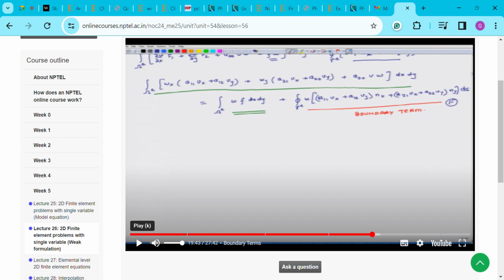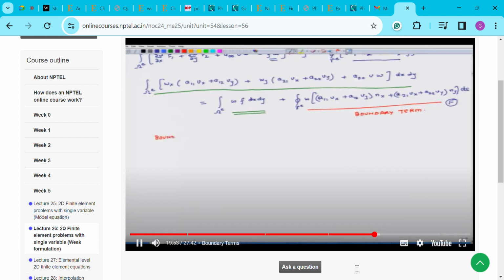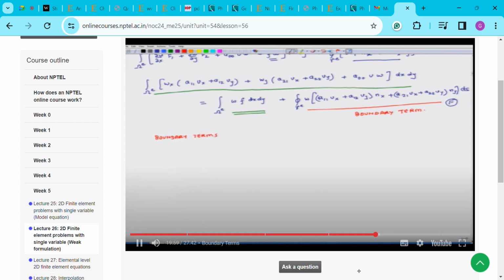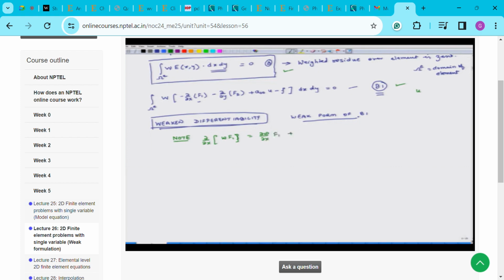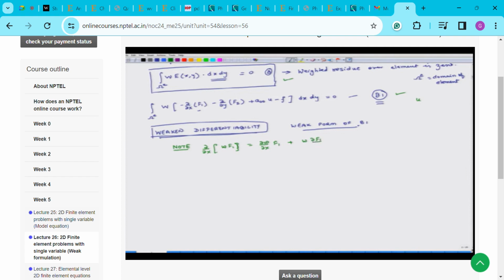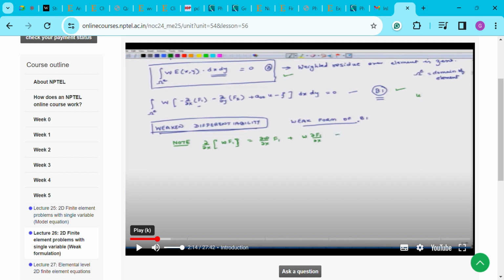Just after this slide, he explained the boundary conditions we need to know. This boundary term is actually helping us to know what the boundary conditions are. If we take only W, it leads to the essential boundary condition, and the second part, W times the partial derivative of f1 with respect to x, tells us about the natural boundary condition, and the first part tells us about the primary variable.